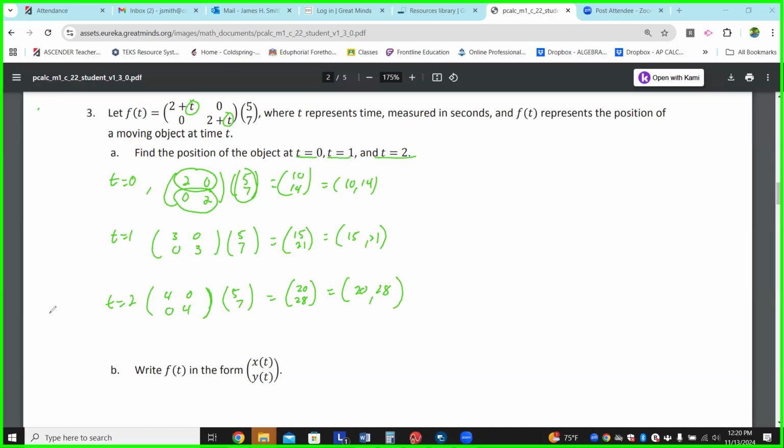Solid. All right. So this next part here, it says now write this as an equation. So what we know is that this is simply 2 plus t, 0, and then 0, 2 plus t. But if you don't know what these coordinates are, well, I guess let's just keep it as that. We'll just keep it as that for now. What would this look like if you didn't know what t was?